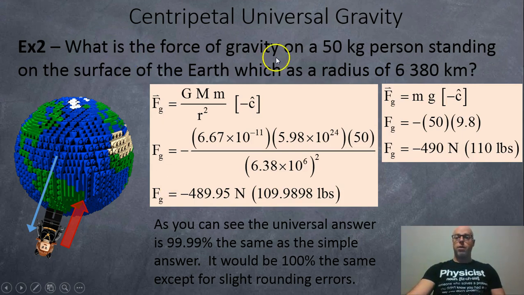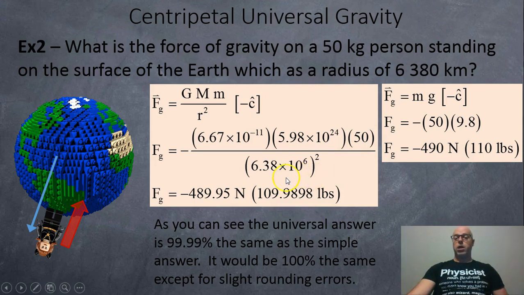So what's the force of gravity on a 50 kilogram person standing on the Earth? Well, the Earth has a radius of approximately 6,380 kilometers, give or take a few, depending on where you're standing. In this case, we've got big G, 6.67 times 10 to the negative 11, the mass of the Earth, 5.98 times 10 to the 24, and the mass of our person, 50 kilograms.